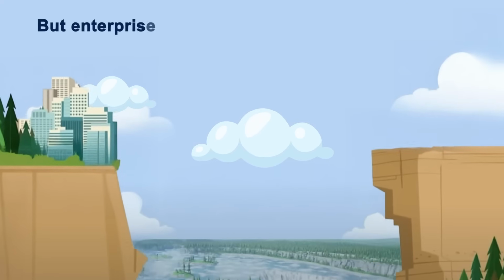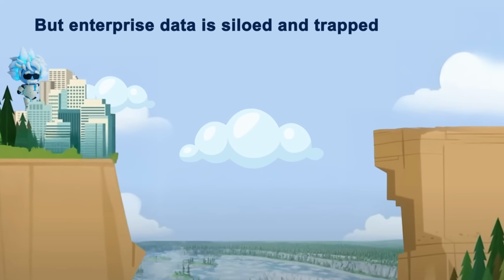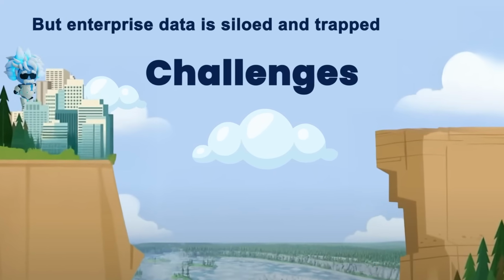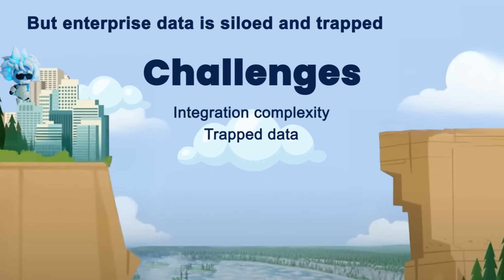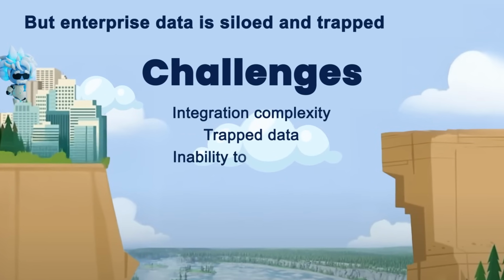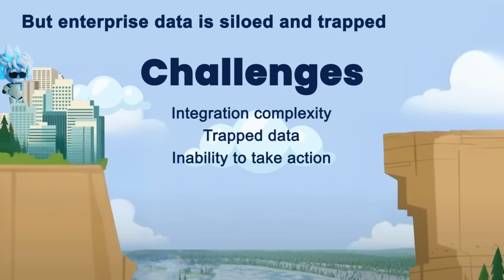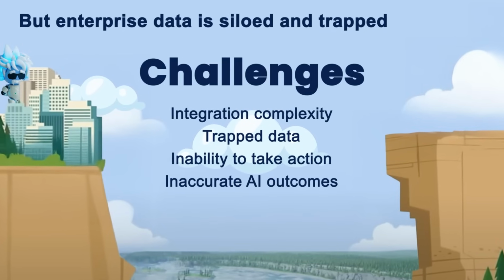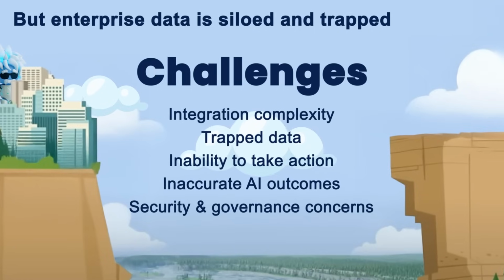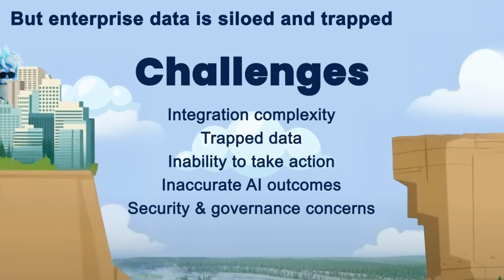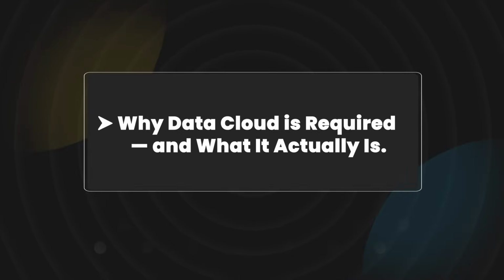Companies' data is scattered everywhere, which is a big challenge right now because of integration complexity, because it's hard to integrate data coming from so many multiple sources. Data is trapped. There's an inability to take action for that organization. We have inaccurate marketing campaigns being run, and there are security and governance issues. So that's a big issue with the enterprise. That's where Data Cloud comes in. Hopefully you got an idea of why Data Cloud is required and what Data Cloud actually is.